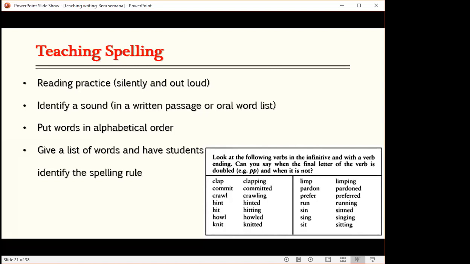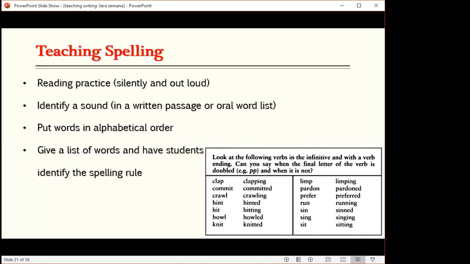Oh yeah, clap: consonant, vowel, consonant. Yeah, you double the P and you add ing. The same happens in commit: it finishes in consonant, vowel, consonant, and you double the letter T and then add ed. But in crawl, you have vowel, consonant, consonant, so you don't add another L. Oh yeah, teacher, I think the rule is that you have consonant, vowel, consonant, and in the others you don't have this final structure. So they are going to analyze by themselves.